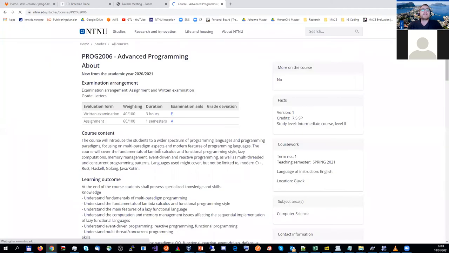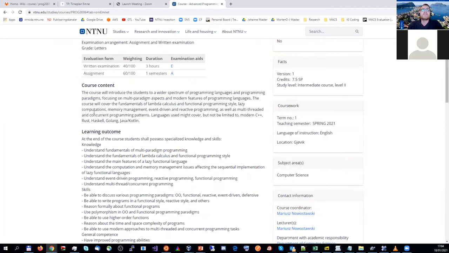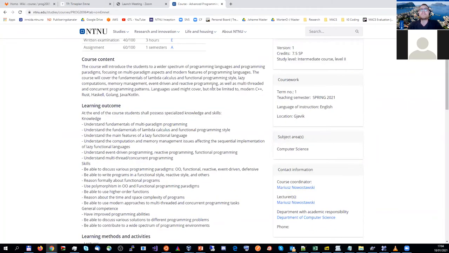Am I in the right course? And yes, you are. This is advanced programming. It's kind of a companion course in a way, but it's really more focused on different programming languages, where different programming languages are introduced with their features and so on, including C++, Rust, Haskell, Golang, Java, and Kotlin. So a lot of different languages.